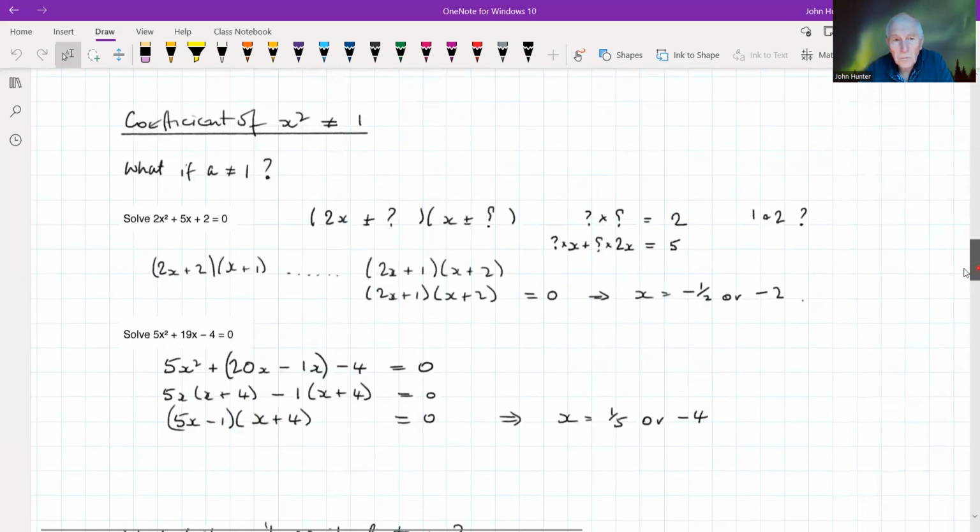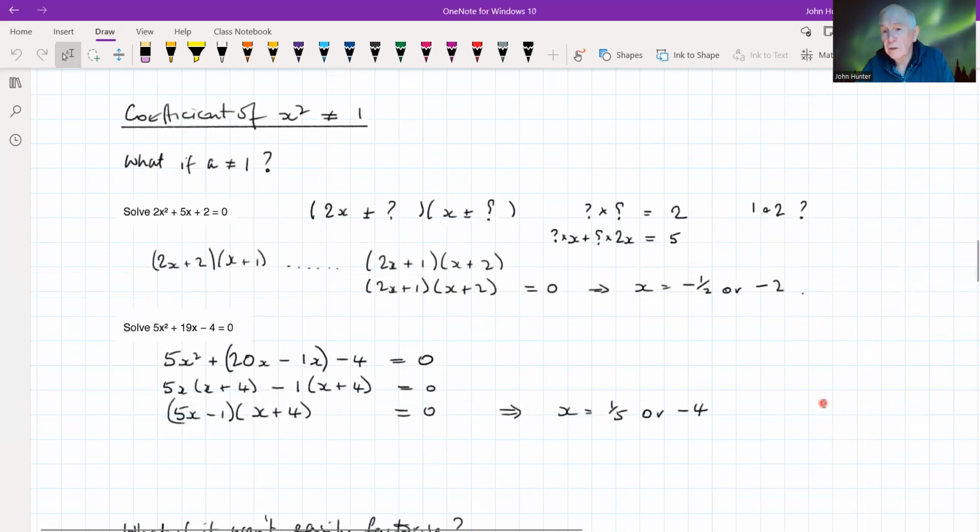Now then, we've been dealing here with examples where the coefficient of x squared, the multiplier of x squared, is 1, but what if it isn't? Here's an example: 2x squared plus 5x plus 2 equals 0. Again, if it's going to be a whole number thing, then we've got to have 2x plus or minus question mark, multiplying x plus or minus question mark, where these two question marks multiply to make 2, and 2 times this plus 1 times this is going to equal 5.